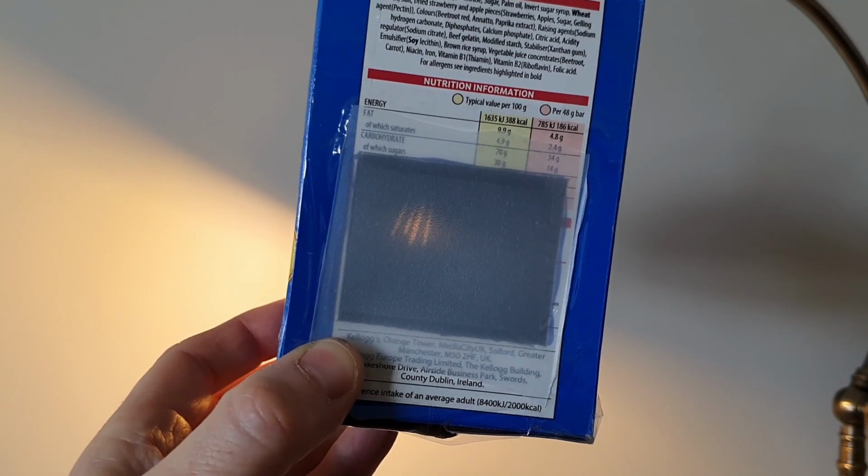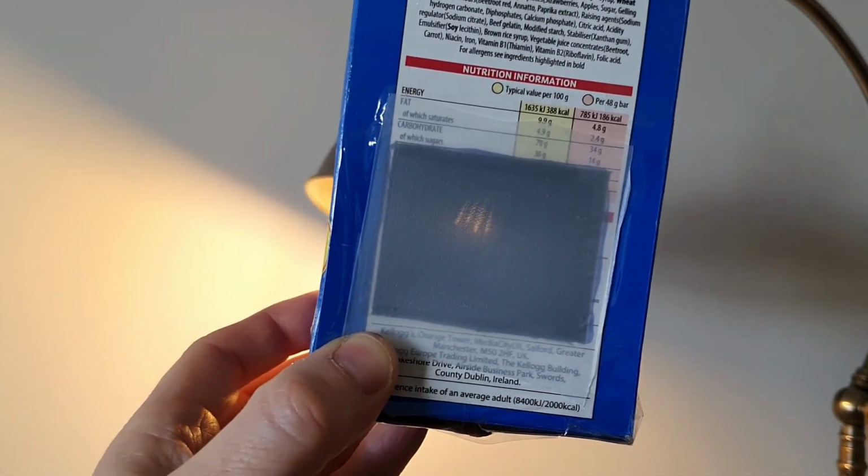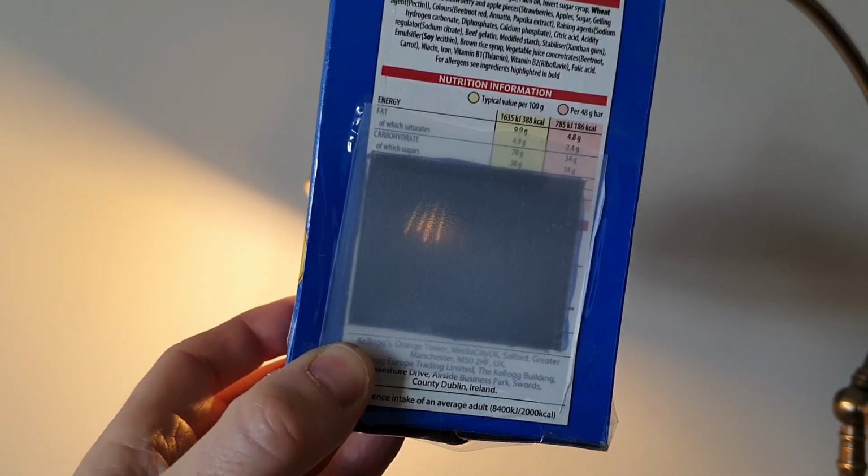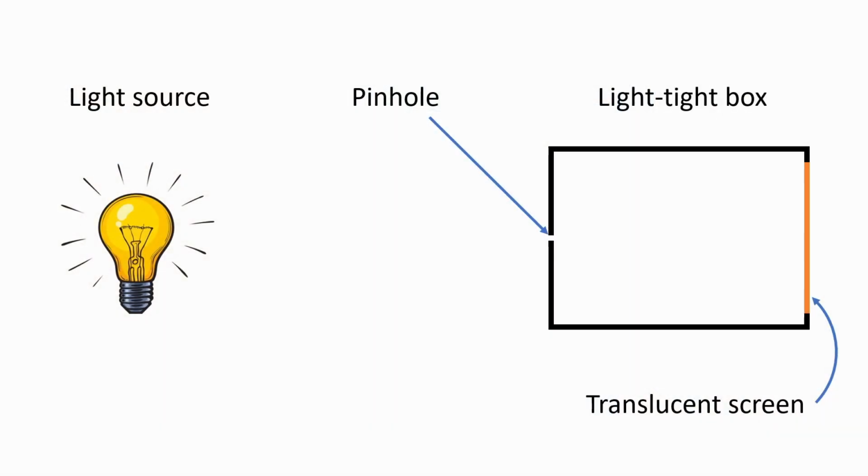So now we're going to have a look at how a pinhole camera produces such an image. This is our basic setup. We had a light tight box, so a box that was sealed off. It had a translucent screen at the back, and there was one little pinhole that would allow light to travel into it. We also had a light source, which was a bulb.